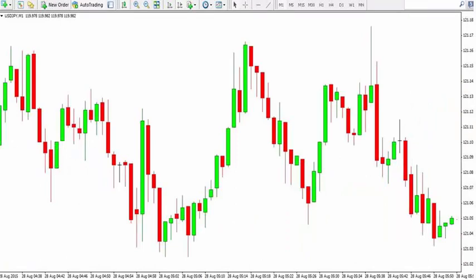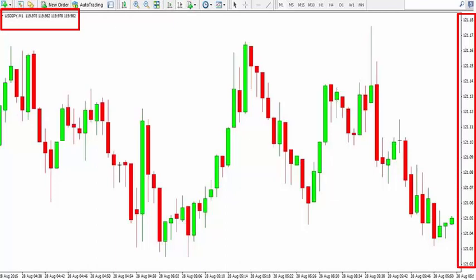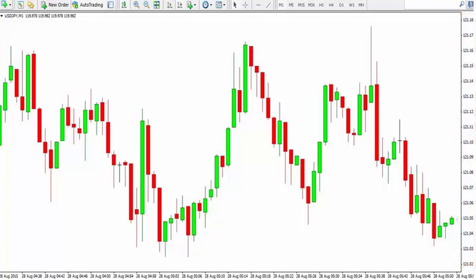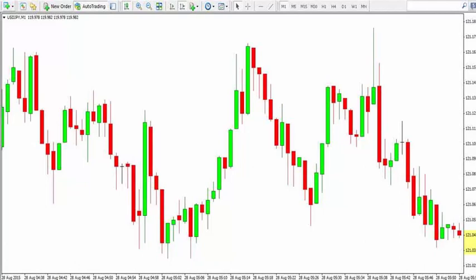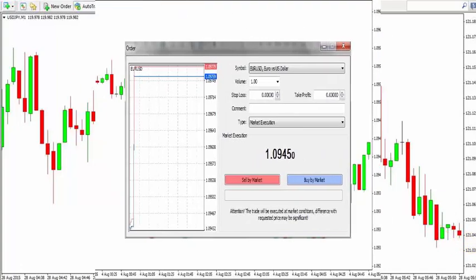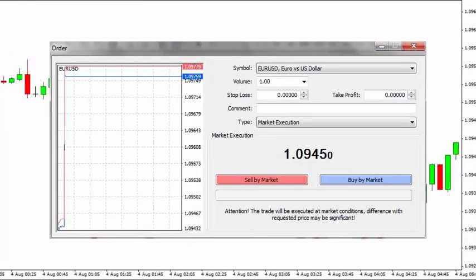Not all pairs are quoted to the fourth decimal. The yen pairs are quoted to the second decimal place. Therefore, in the case of the dollar-yen, a 1 pip move can be illustrated by a price increase from, let's say, 121.05 to 121.06, or when the price decreased in value, for example, from 121.04 to 121.03, the price has decreased by 1 pip.